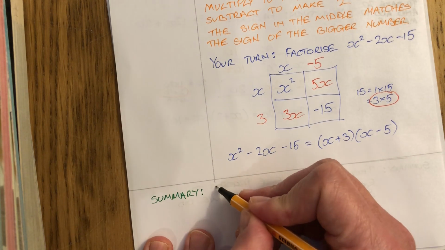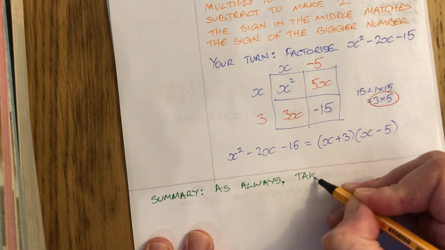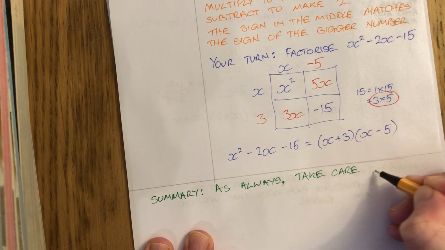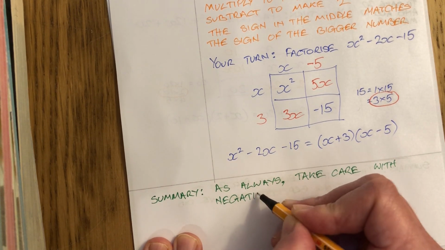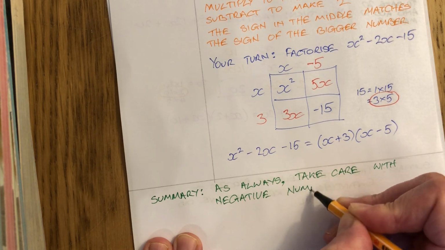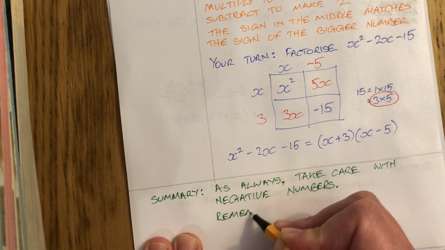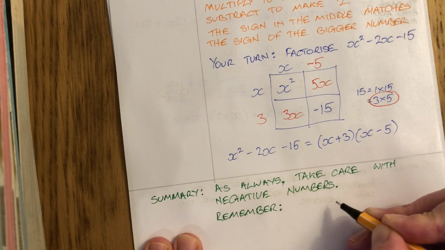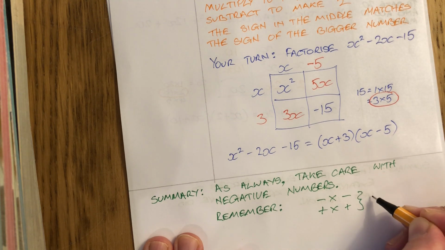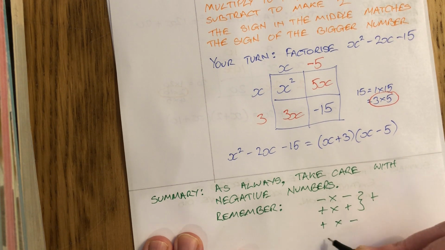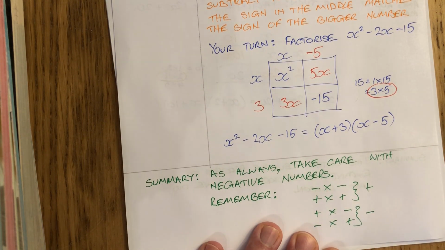So what kind of a summary do I want to take away from this? Well, I'd say, as always, take care with negative numbers. Remember, if the two signs are the same, then we get a positive answer, and if the two signs are different, then we get a negative answer.